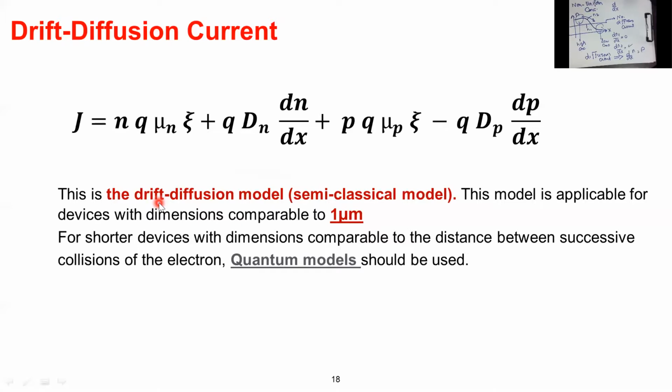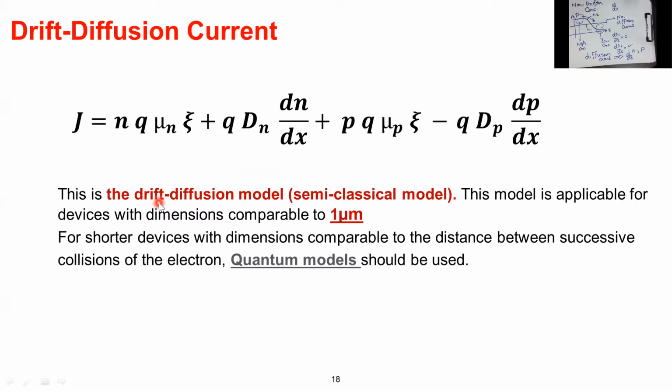Now, this is a general equation for the drift diffusion current. It's called drift diffusion simply because your current is either due to drift or diffusion, due to the electrical field or due to variation in concentration. One more slide remains in this lecture, which is for me one of the most interesting slides.